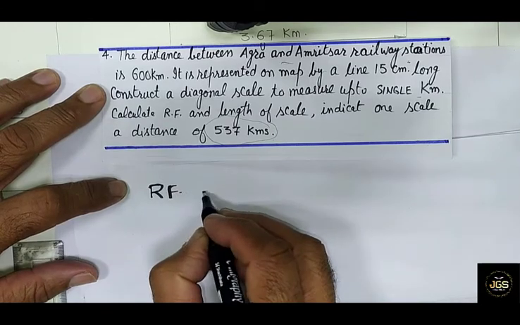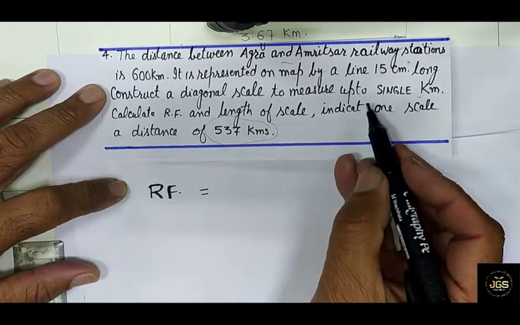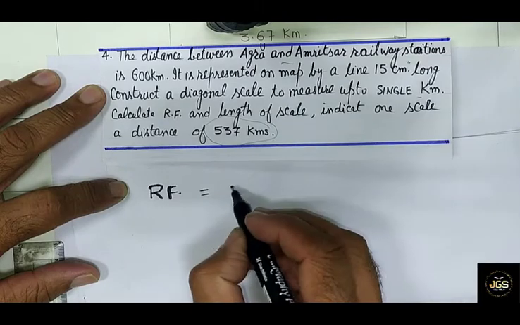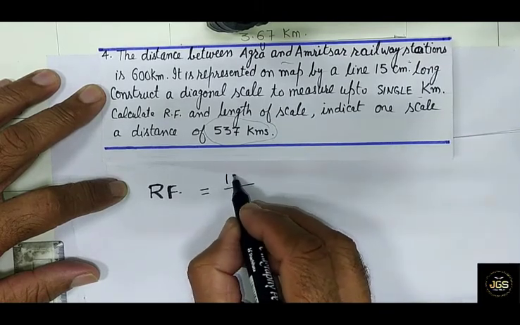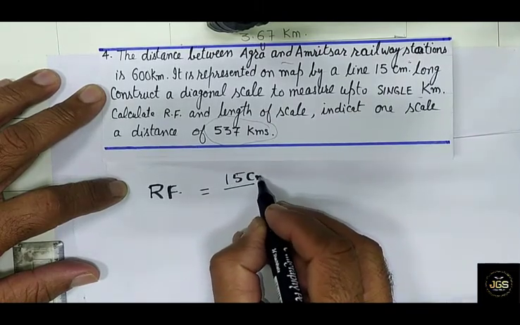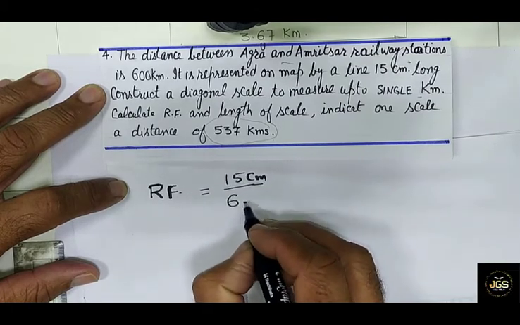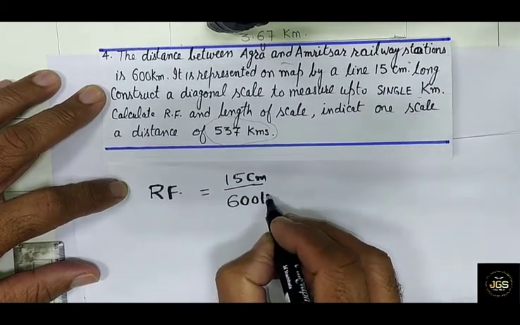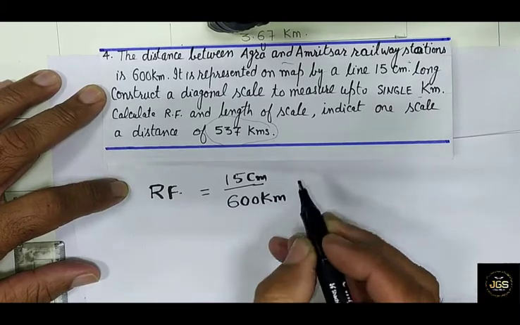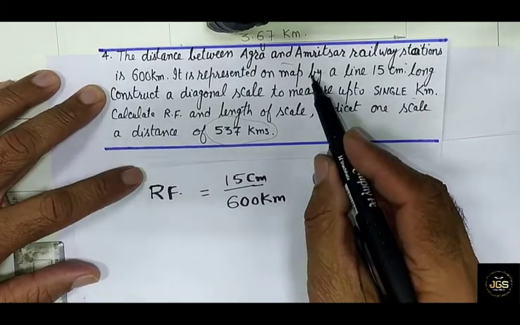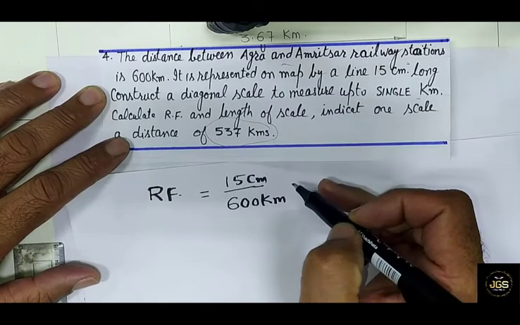RF is the length of the line on the map. How much is the length of the line? It is 15 centimeters long. How much distance does it represent? 600 kilometers. So this is your RF, because the distance between Agra and Amritsar railway station is 600 kilometers.